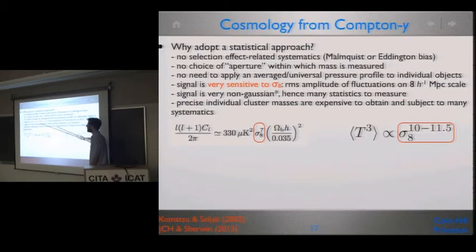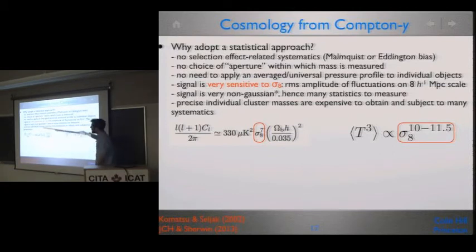There's no aperture within which you're measuring the mass. So people talk about masses measured within R200 or R500, basically enclosing some overdensity with respect to the cosmic mean or critical density. But in this case, like I said, we're never selecting a cluster or measuring its mass. You don't have to apply some sort of average or universal pressure profile to individual clusters to constrain them, because like I said, we're never selecting individual clusters. Instead, you can just self-consistently compute theoretically this statistical signal over the sky, where I think it's more sensible to use a kind of average profile over a population of objects.